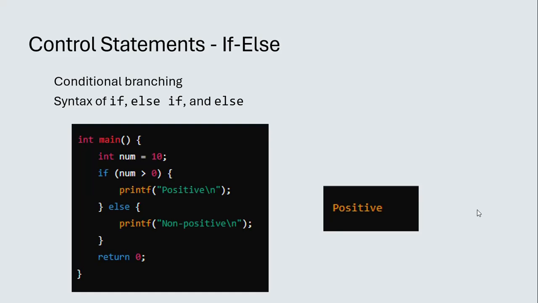In this case, the 10 will enter our if-else condition. 10 is checked with 0. Is 10 greater than 0? Yes, so it will print positive. It will not go to the else part here because the if condition is satisfied. It will print positive.